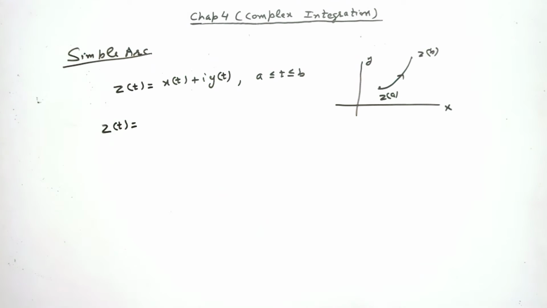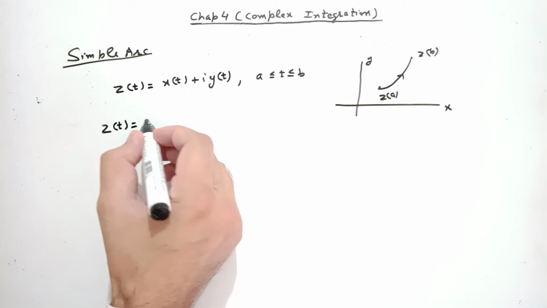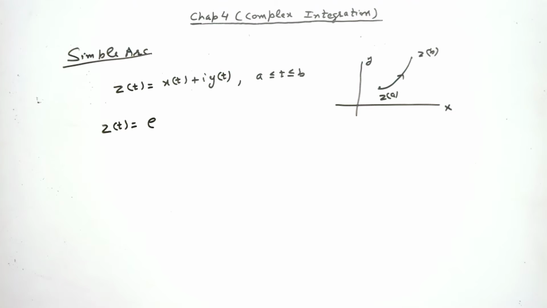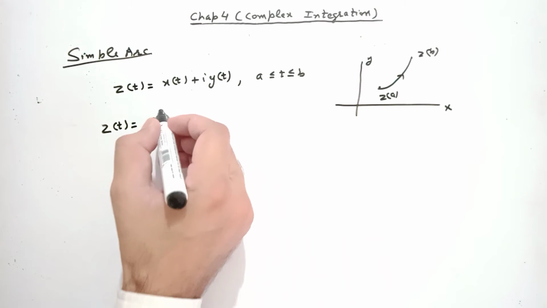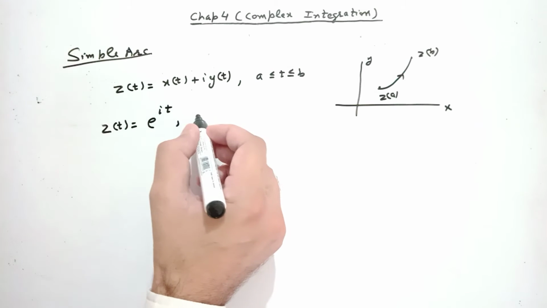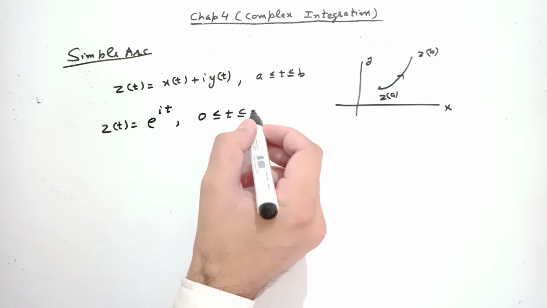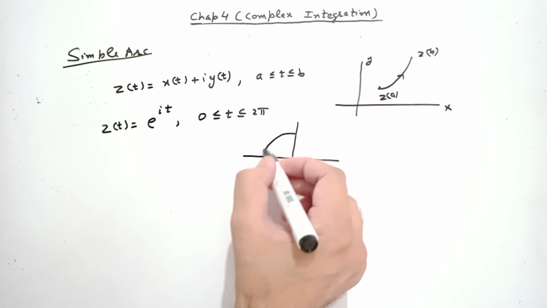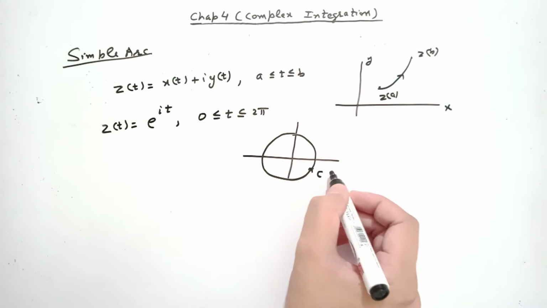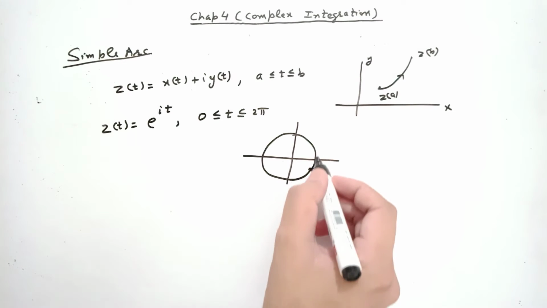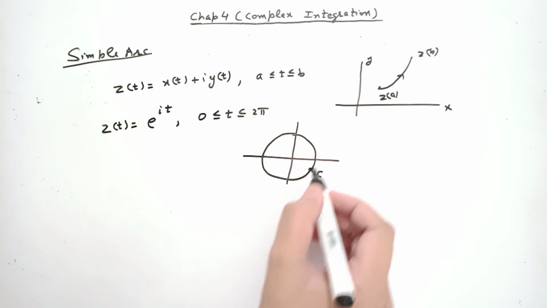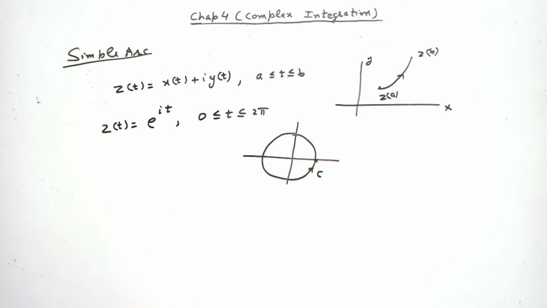What is a simple closed curve or simple closed arc? If the curve does not intersect itself except at the endpoints. See this example, e power iota t, say t is from 0 to 2 pi, then you know it's a circle. It is a simple closed curve. It does not intersect itself except at the endpoints, 0 and 2 pi. So it is a simple closed curve.